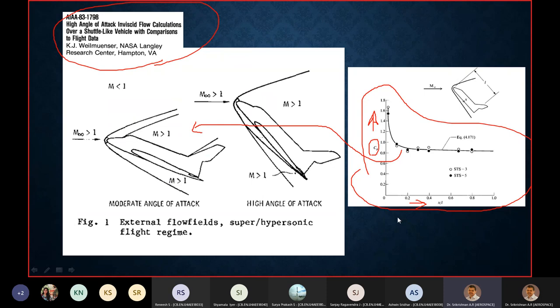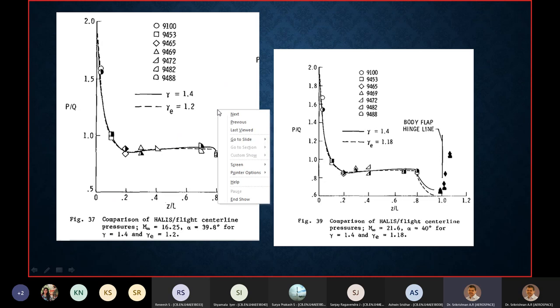Basically, the static pressure distribution is plotted here, and it can be calculated for different angles of attack, etc. If you look at these graphs, they are actually comparisons with in-flight data. Whatever is taken for STS-3 and computed is compared with those from the theory, this simplified mathematical hypersonic equivalence theory.